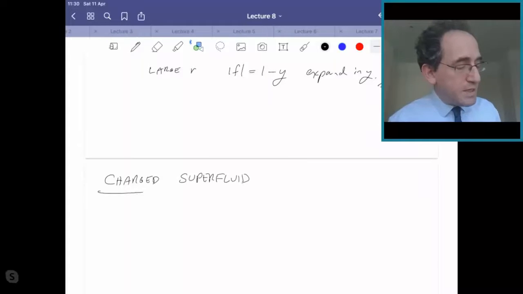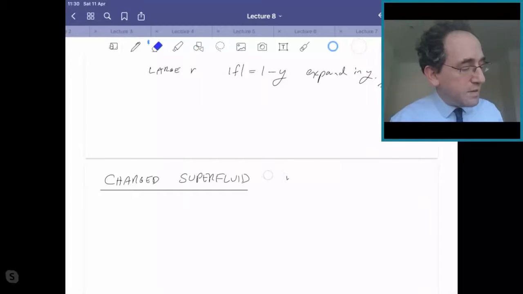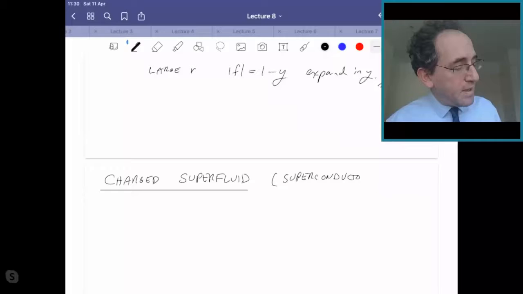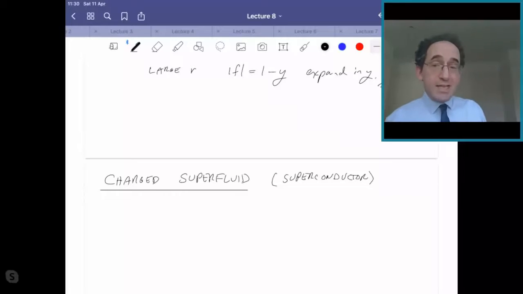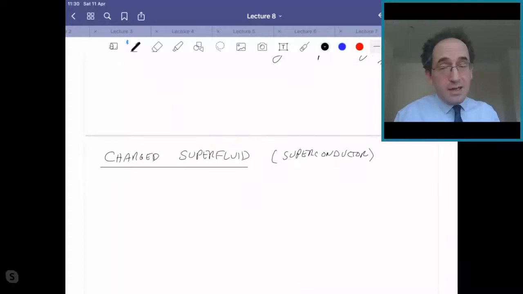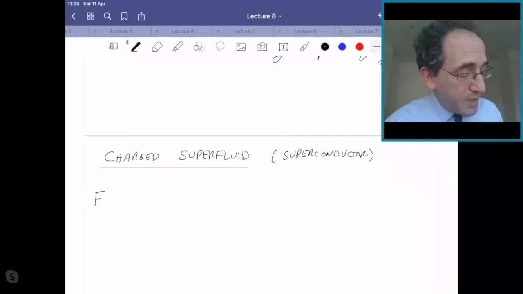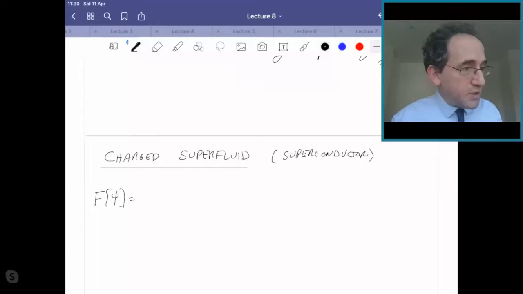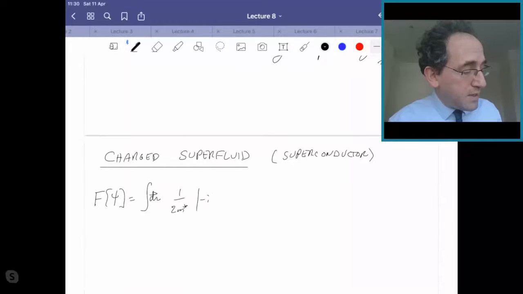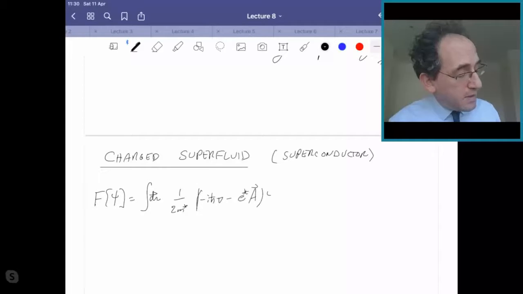So our superconductor is a charged superfluid, i.e. a superconductor. And we then want to write down an appropriate Ginzburg-Landau theory for the superconductor. So f of psi is going to look extremely similar to what we had before. There are going to be two differences. One is that we are now going to have minimal coupling to the electromagnetic field.